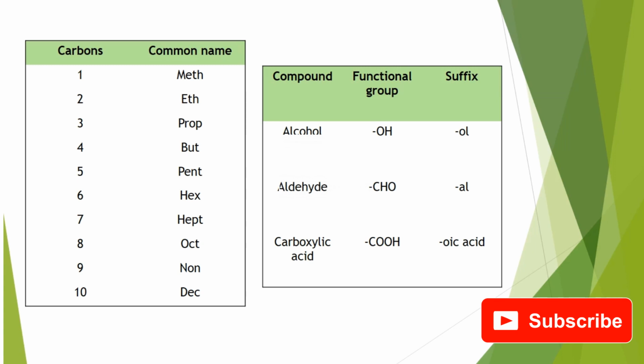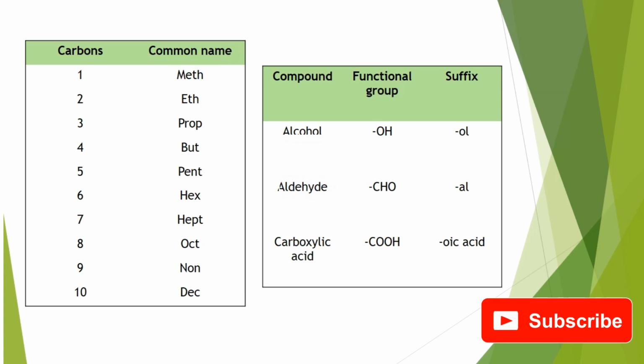If one carbon is present, then it is called meth. If two carbons are present, then we call it eth. If three carbons are present, then we call it pro. If the molecule contains four carbons, then we call it but. If five carbons are there, then the name will be pent. So in this way, if the number of carbon atoms changes, the names will also change.